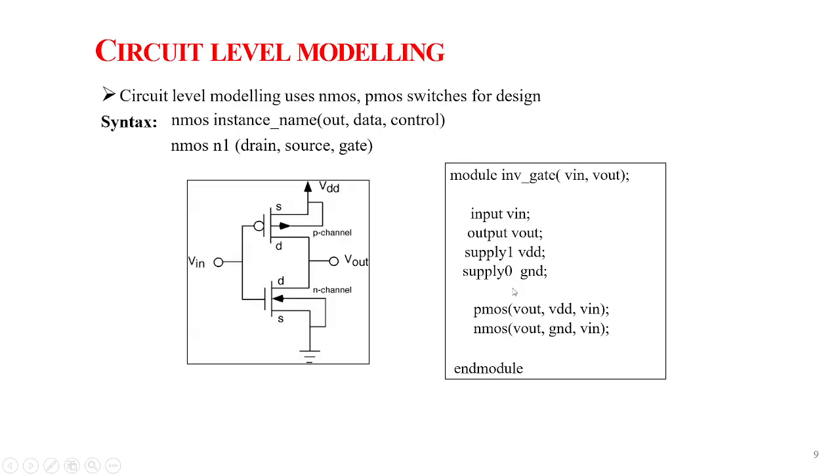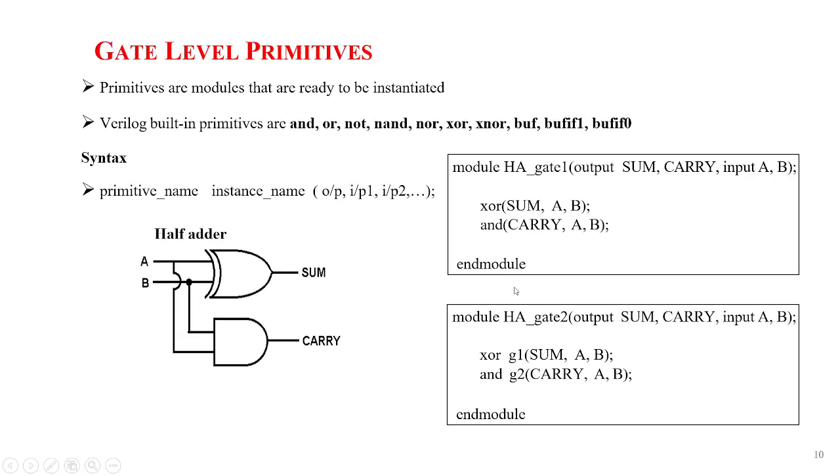Okay, program structure. Circuit level is the low level design, that means we are designing for CMOS circuits. Gate level means we need to use some gate level primitives. So this is the syntax for gate level modeling.